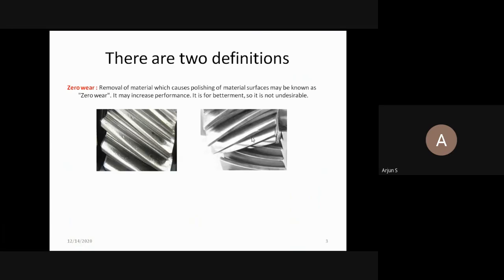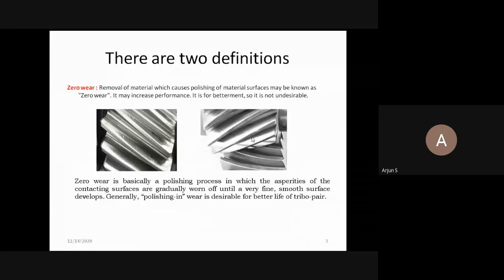It is basically a polishing process in which the asperities, meaning the particles present on the contacting surfaces, are gradually worn off until a very fine, smooth surface develops. You can even obtain a mirror polished surface. Generally, polishing in wear is desirable for better life of the tribological property and for the material.